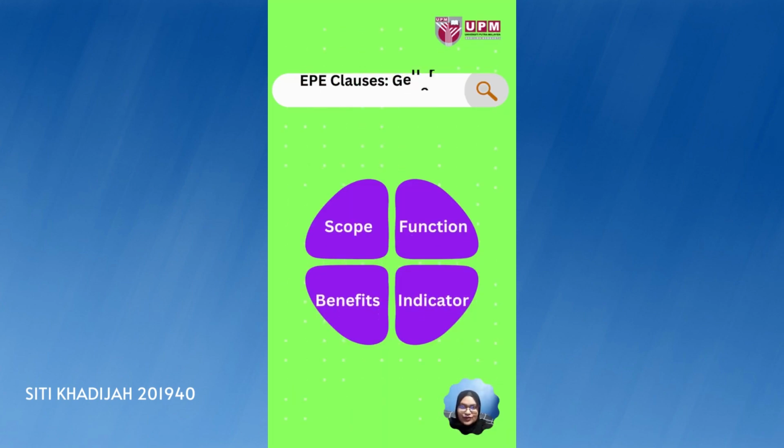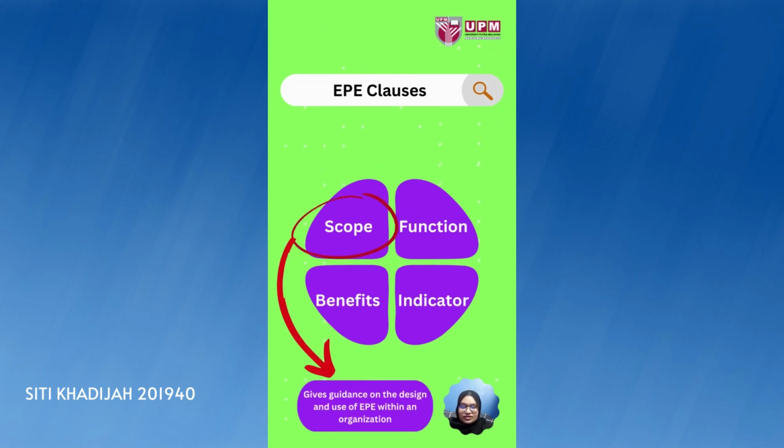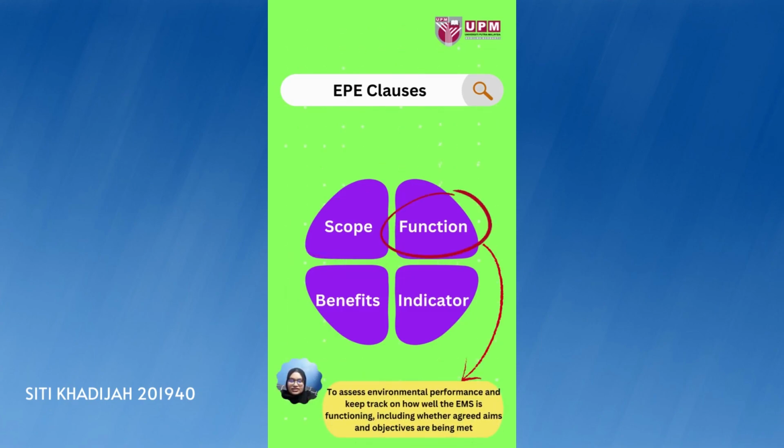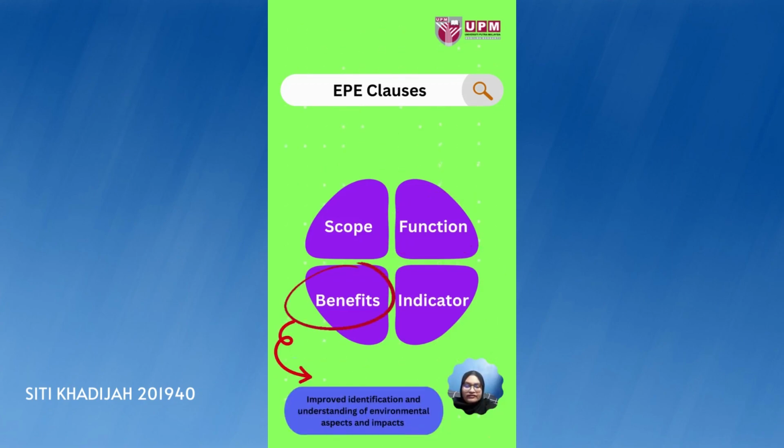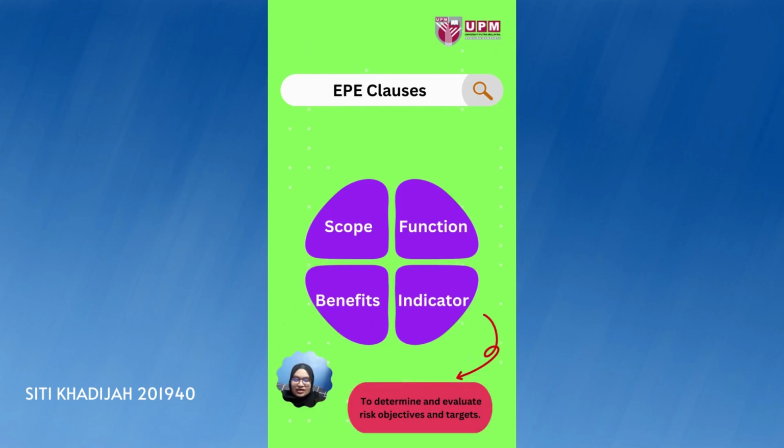In EPE ISO 14031 clauses, the first clause is the general overview. It consists of scope, function, benefits, and indicator. The code gives guidance on the design and use of EPE within an organization. For the function, it is to assess environmental performance and keep track of how well the EMS is functioning, including whether agreed aims and objectives are being met. And one of the benefits is to improve identification and understanding of environmental aspects and impacts. And the use of the indicator is to determine and evaluate risk, objectives, and targets.